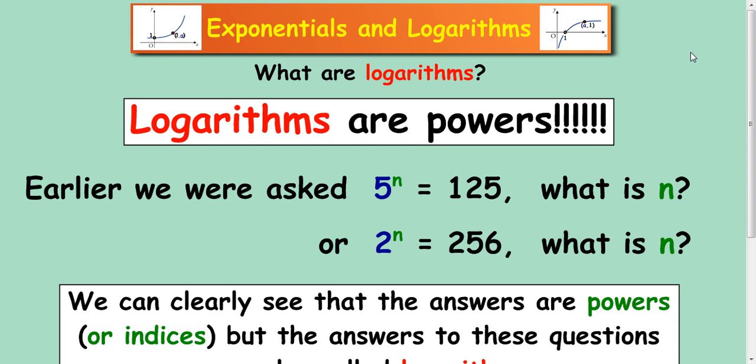In this lesson we're going to look at what logarithms are. Now I've said here that logarithms are powers, and they are. The answer to a logarithm question is a power, and this is something we must get used to.